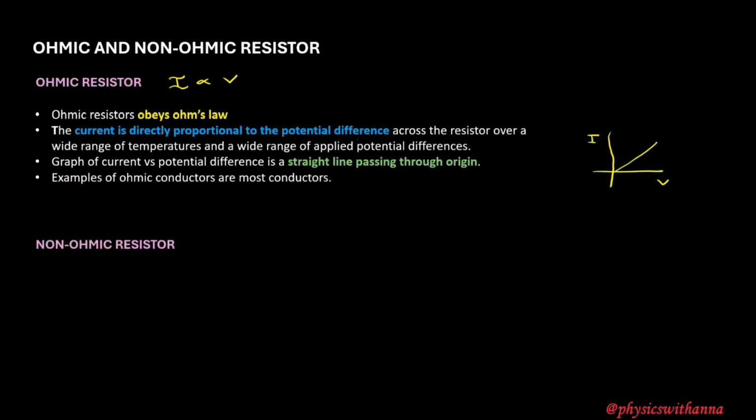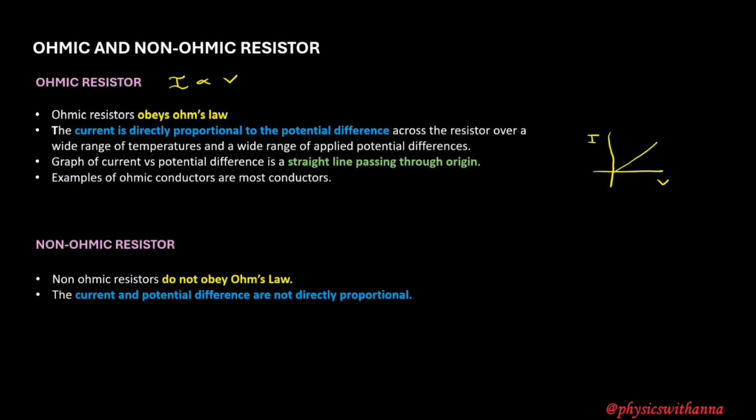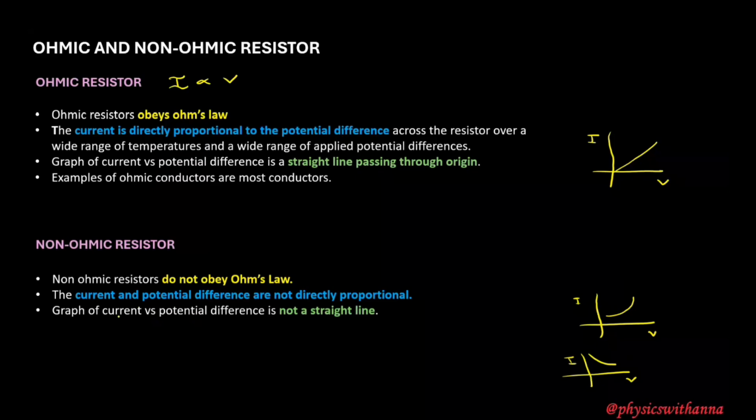Non-ohmic resistors, on the other hand, are the ones that do not obey Ohm's law. This means the relationship between current and potential difference is not linear. Current will not be directly proportional to the potential difference. So for a non-ohmic resistor, when we plot a graph of I versus V, it has to be non-linear. It could be a curve, which is a quadratic function, or it could be an exponential function. The main idea is that current is not directly proportional to potential difference, so the graph will not be a straight line passing through the origin. Any such graph represents a non-ohmic resistor.